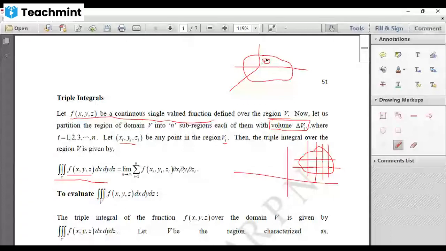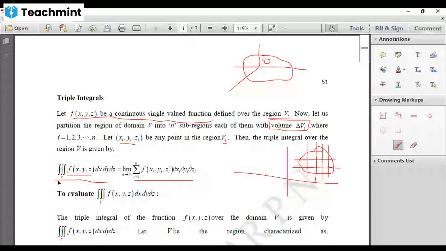So this is a cuboid with x-axis length, rate of change delta xi, y-axis length rate of change delta yi, and height, rate of change of height delta zi. Using that fact, if you take the limit of this integral sum as n tends to infinity, then the diameter will become 0, so that it becomes the triple integral of f of xyz over the region V.